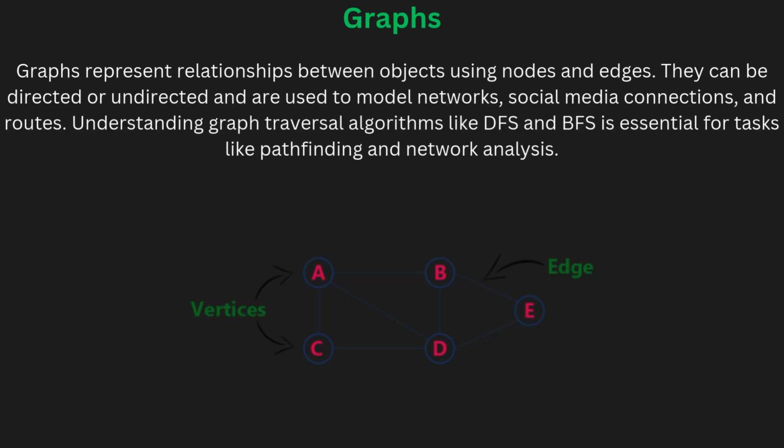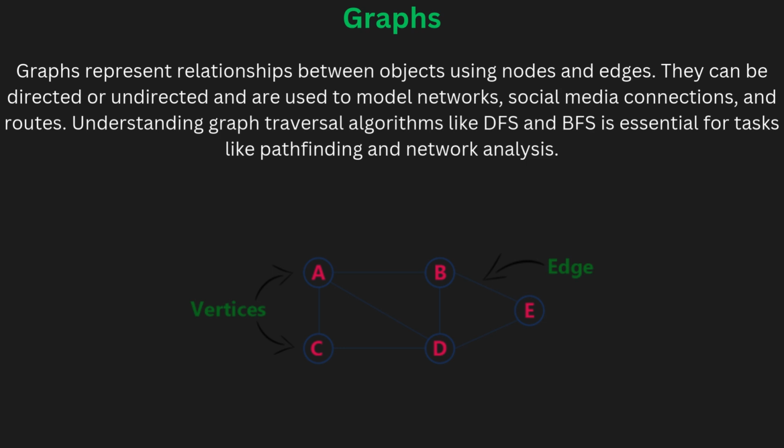So graphs are a non-linear data structure that consist of nodes, also called vertices, connected by edges. They are used to model relationships like networks, social media connections and routes on a map. Graphs can be directed or undirected. Weighted graphs assign a weight to each edge, representing the cost of the traversal. A key operation in graph theory is traversal, where we visit all the nodes in a specific order. DFS and BFS are important algorithms.